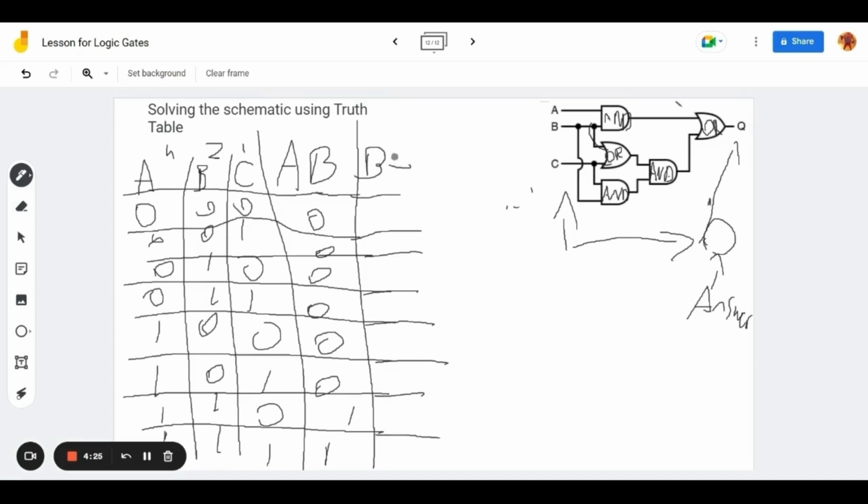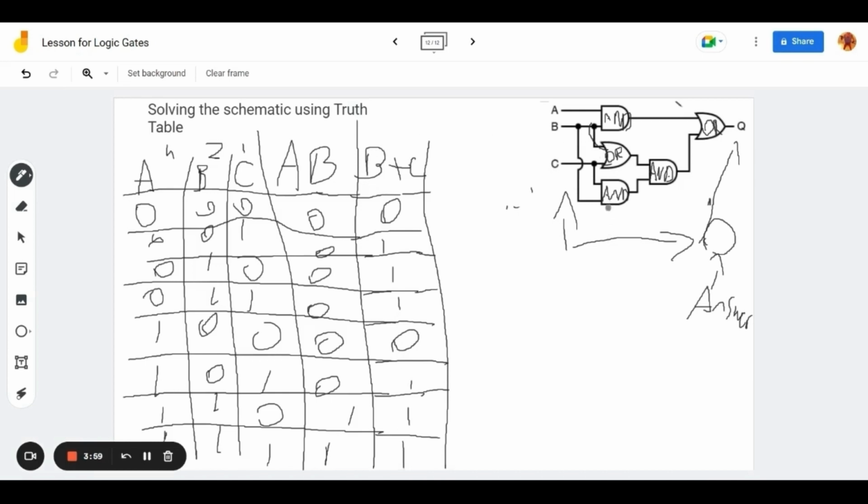B plus C. So 0 plus 0 equals 0, 1 plus 0 equals 1, 1 plus 0 equals 1, 1 plus 1 equals 1 of something, 0 plus 0 equals 0, 1 plus 1 equals 1, 1 plus 1 equals 1, 1 plus 1 of something equals 1 of something. Then now we've finished C.